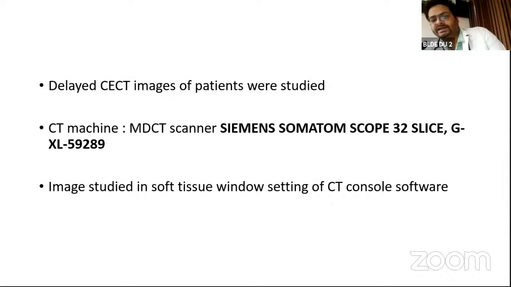Delayed contrast enhanced CT images of the patients were studied. The machine that we used is the one installed at our BLDE hospital campus, that is the Siemens Somatom Scope 32 slice machine. The images were studied in soft tissue window in the setting of the CT console software.